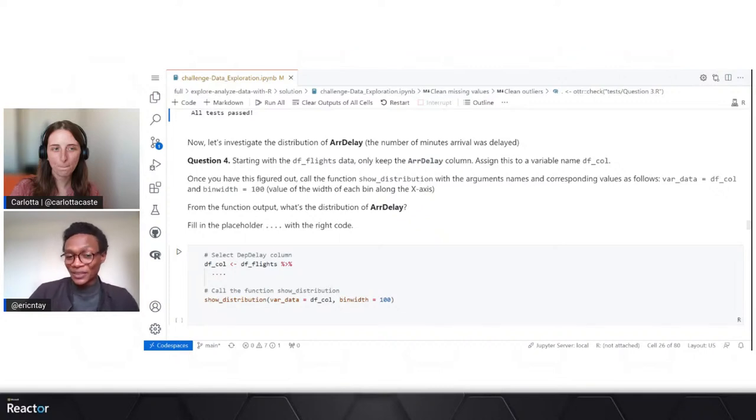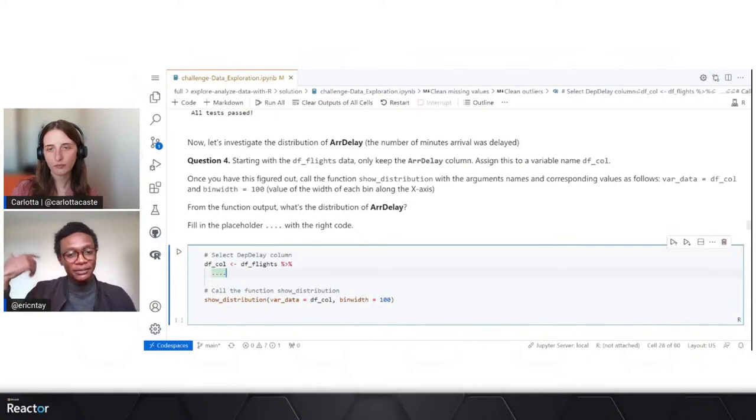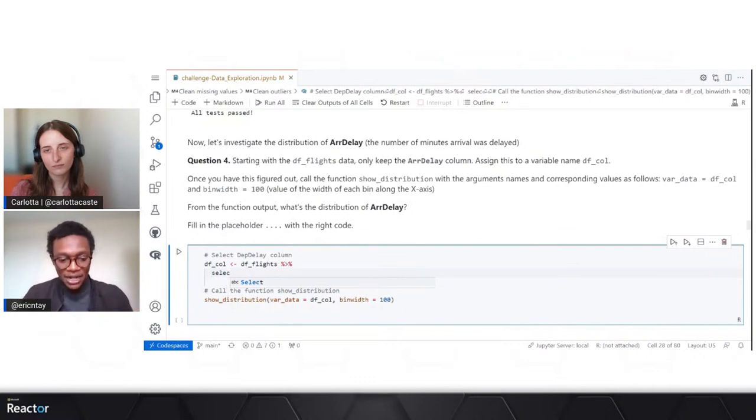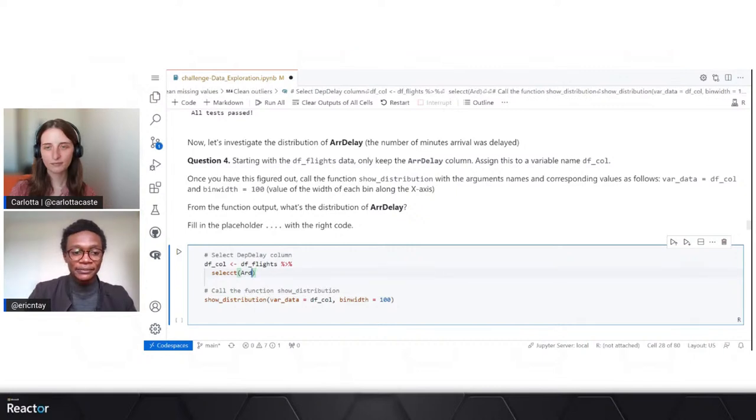So we can go ahead and do the same. The previous time we saw the distribution of the departure delay, but here I want to see the distribution of the arrival delay. So let's begin by selecting that particular column, arrival delay. We take the flight data, and the correct verb we saw was the select verb. So let's select the arrival delay column.